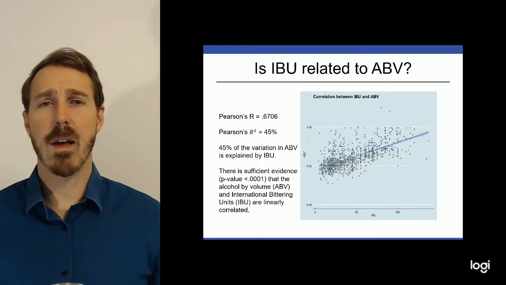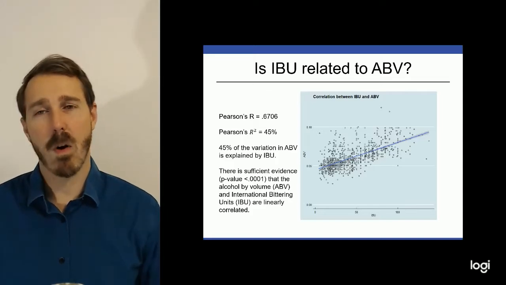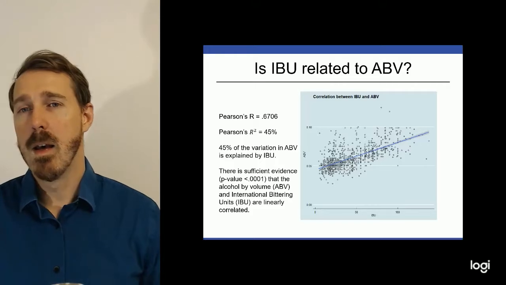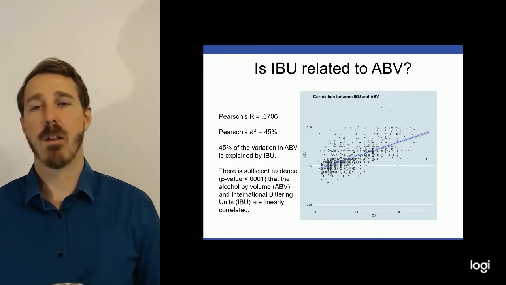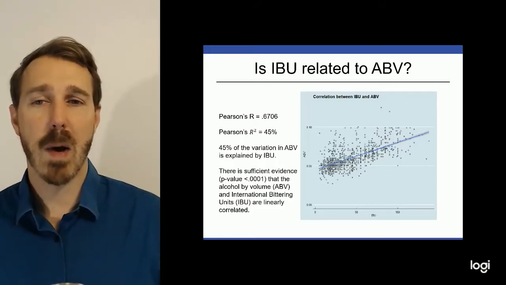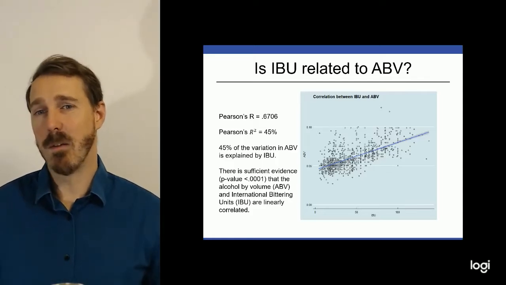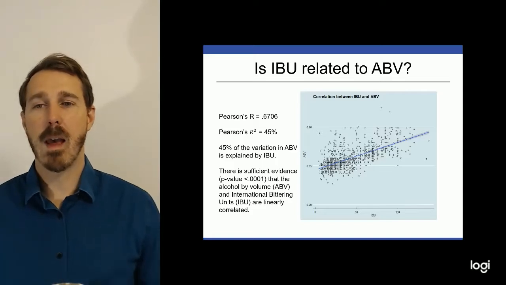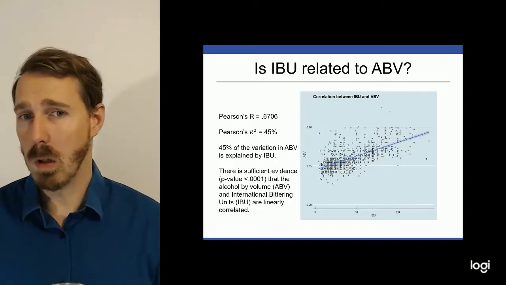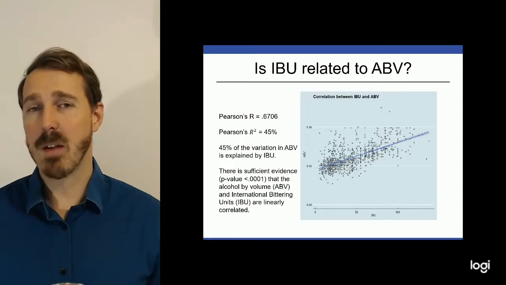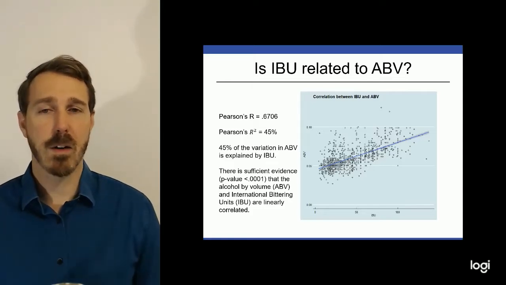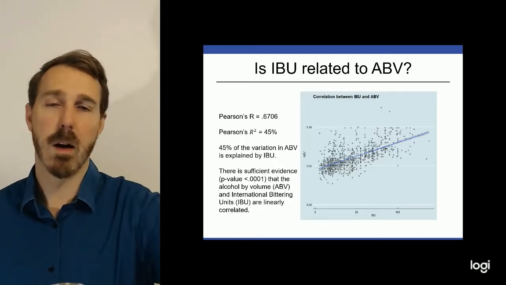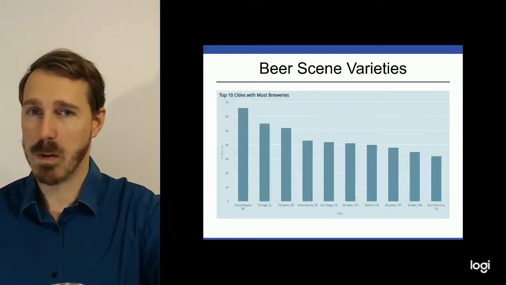And then let's look at, is IBU related to ABV? Pearson's R is a statistic that tells us about correlation. When we square it, we get the explanation of that. So 45% of the variation in ABV is explained by IBU. That's statistically significant evidence, a p-value of less than 0.001, that ABV and IBU are linearly correlated. So that's just a general trend. The other 55% of the variation in alcohol by volume is explained by other factors, which aren't plotted here, and we didn't actually look at that in our short time with this data.